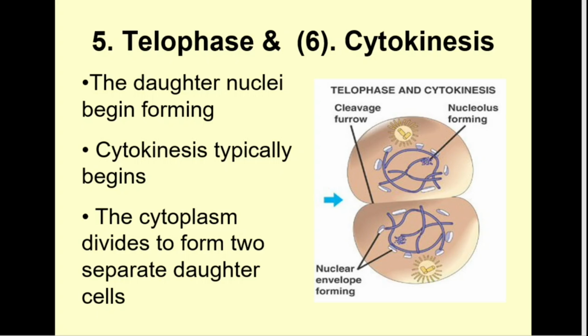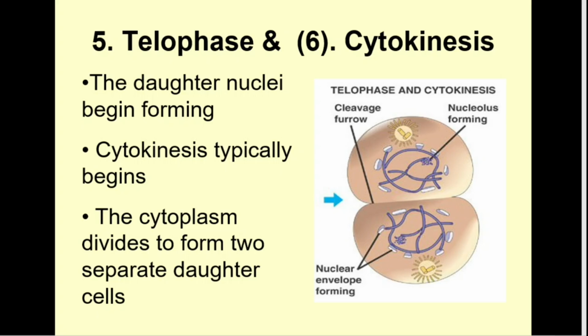Both of those cells will be diploid. So what we see with mitosis is that it conserves the number of chromosomes. So because we duplicated or replicated our chromosomes during interphase, so each chromosome consisted of two sister chromatids, what we've done during mitosis is we've just separated those sister chromatids.